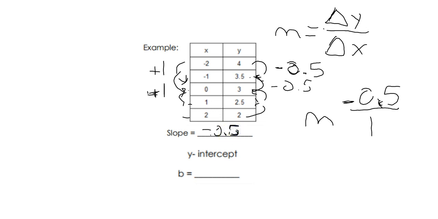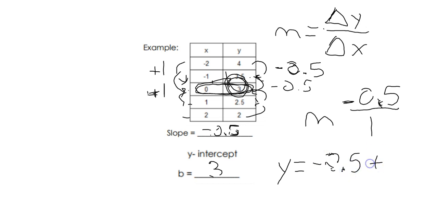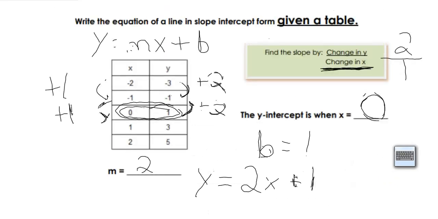My y-intercept now, again, this is an easier one. It's listed right here for us. We find where x equals 0 and find what the y is. In this case, the y is 3. If I want to write my equation, I've got y equals, my m is negative 0.5, and my b is 3. So I've got y equals -0.5x plus 3. So it's pretty simple with our tables.